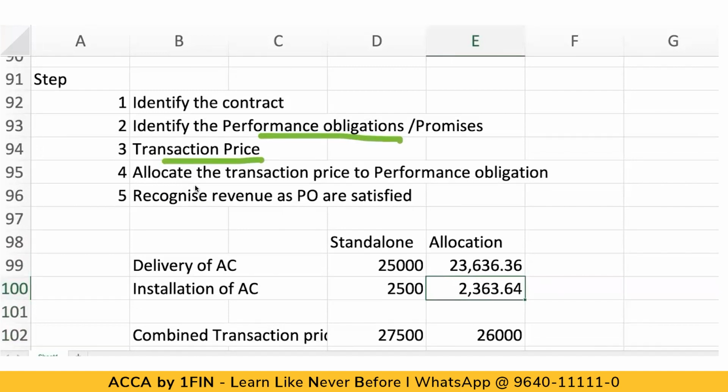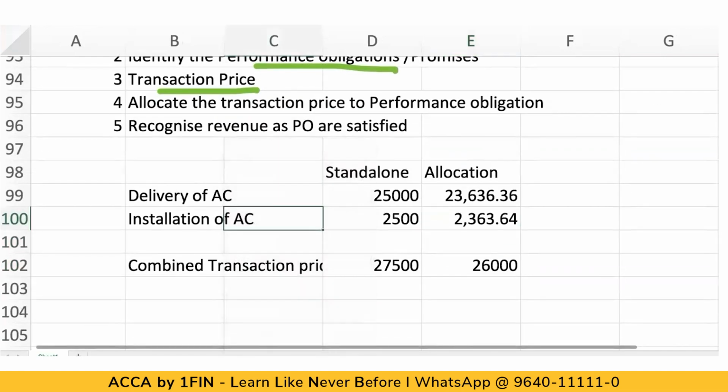Okay, if for example the contract is installation of a centralized AC, when you say installation of a centralized air conditioning system, delivery and installation is a single package. So that becomes a single performance obligation. Then you have to identify the transaction price as per the contract, and that price must be allocated, and revenue must be recognized as the performance obligation gets satisfied.